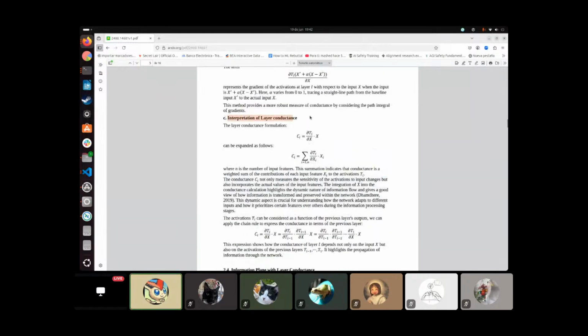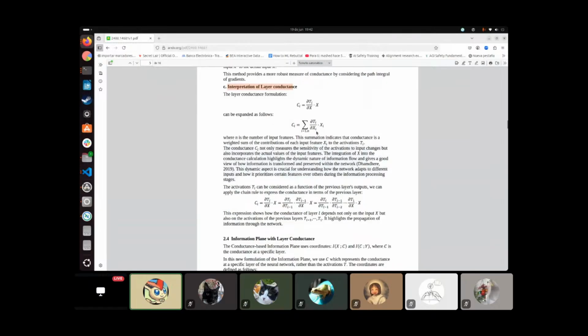Maybe okay, here we could just keep reading. Interpretation of layer conductances. Hopefully they'll actually explain it. The layer conductance function can be expanded as follows.